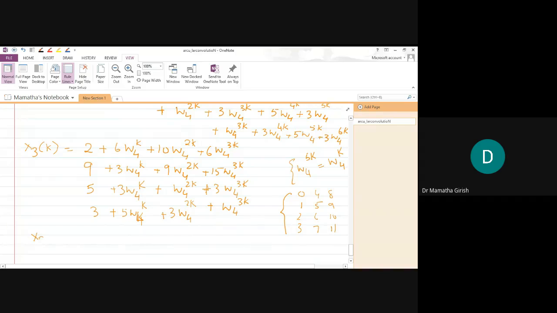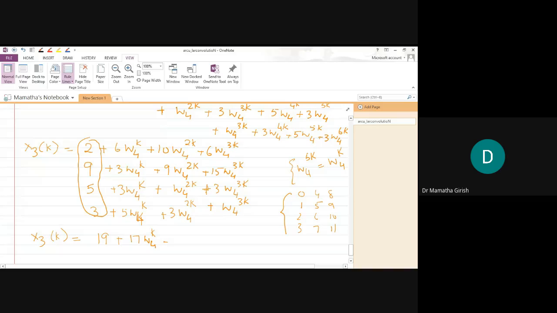Now, could anyone quickly add up? I think we're running short of time. I want to finish this problem. Now, give me the solution: to add all this, how much do I get? 9 plus 5 is 14, plus 2 is 16, plus 3 is 19. Quickly, next. 6 plus 3 is 9, 9 plus 3 is 12, 12 plus 5 is 17. So 17 times W4 to the power of k.